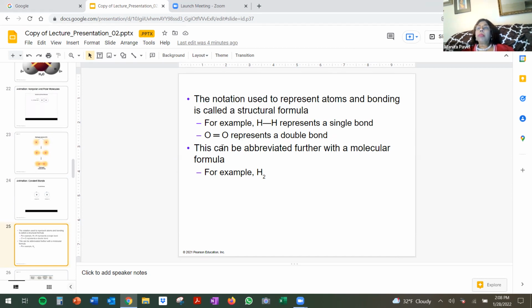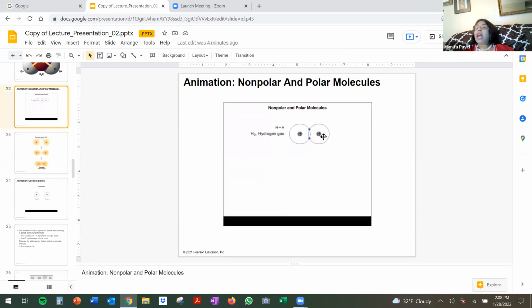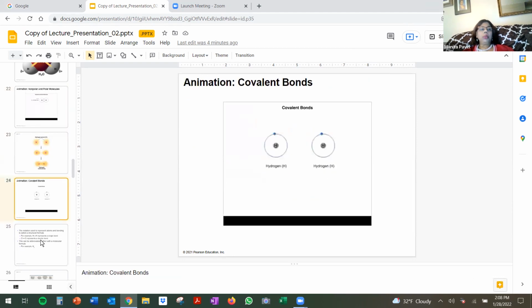So an oxygen atom will combine with another oxygen atom to form oxygen gas, O2. Hydrogen will combine with another hydrogen atom, like we saw here, to form hydrogen gas. But this is a single covalent bond. One pair of valence electrons is shared, and oxygen will have two.